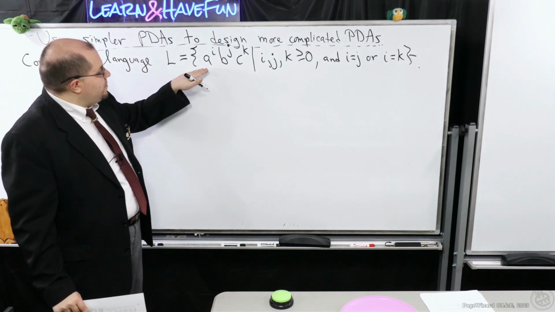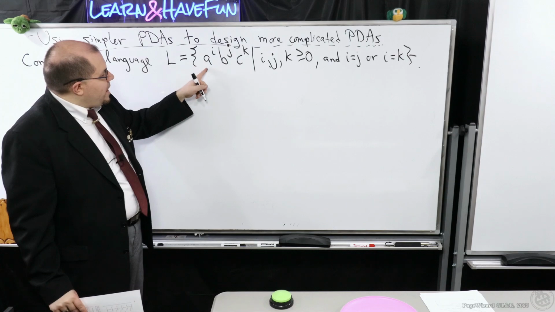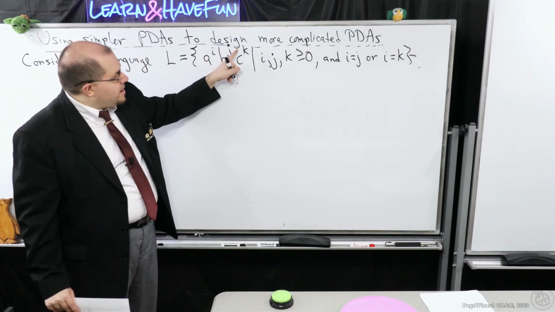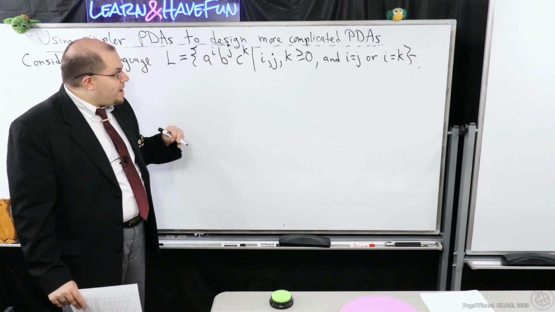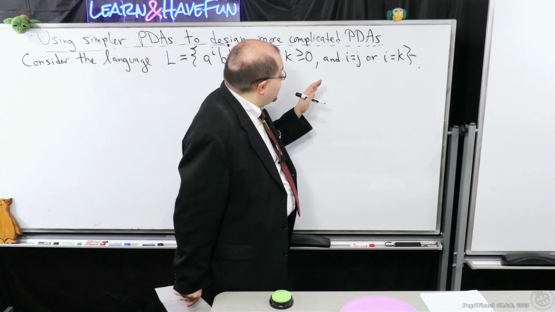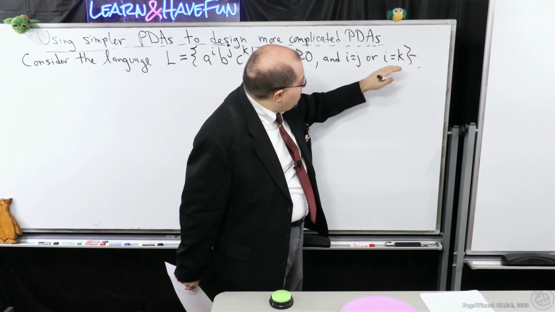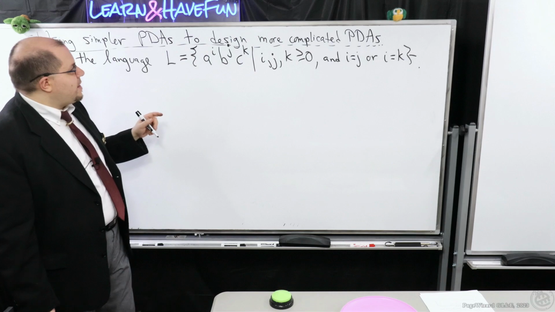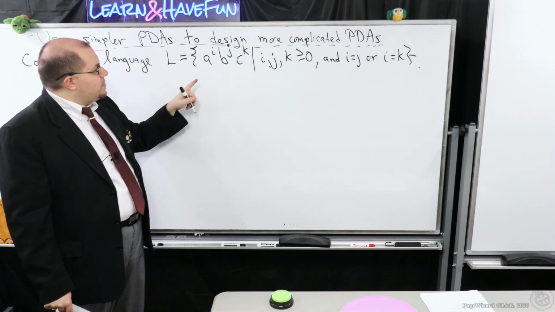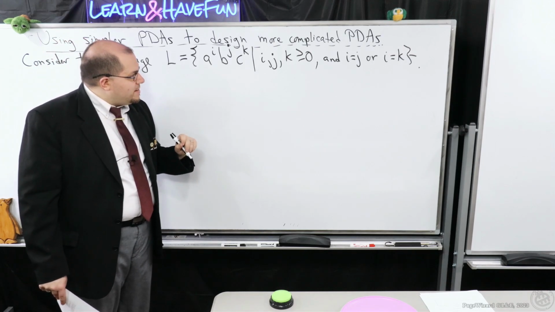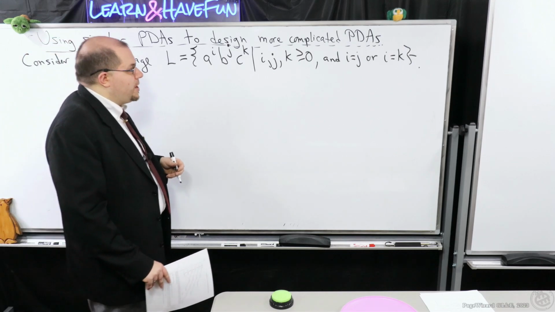It's going to consist of strings of this form. It's going to have a to the i, b to the j, c to the k, where all of these i's, j's, and k's are at least 0, but at least one of the following has to be true. It has to be that i is equal to j or i is equal to k. So notice that it has to have equal numbers of a's and b's, or it has to have equal numbers of a's and c's. It can have at least one of those two in play.